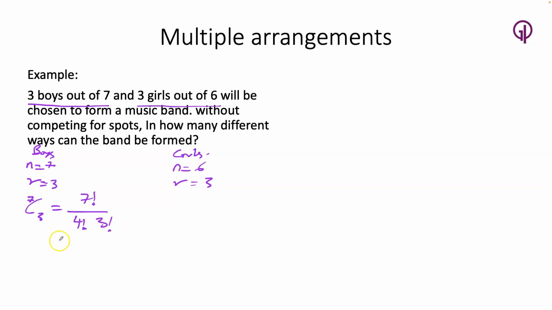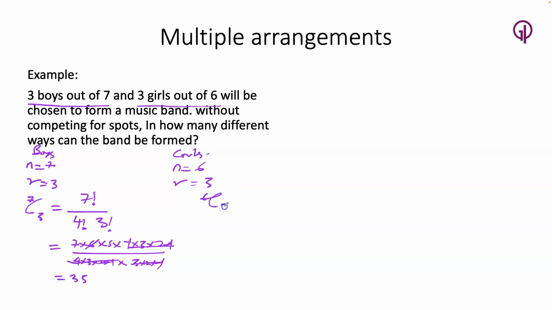Okay. And then this one is 7 times 6 times 5 times 4 times 3 times 2 times 1 all over 4 times 3 times 2 times 1 times 3 times 2 times 1. This one will cancel out. This one will cancel this 6, and then you have 35.